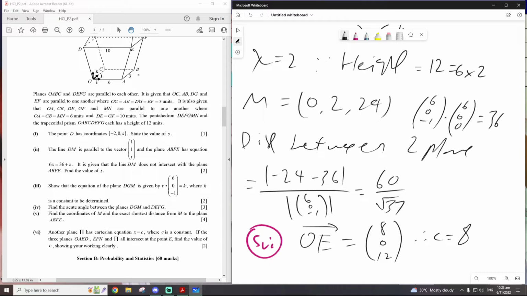I don't know why they give so many marks for vectors, Hwa Chong. It's a bit surprising. But yeah, that's that.